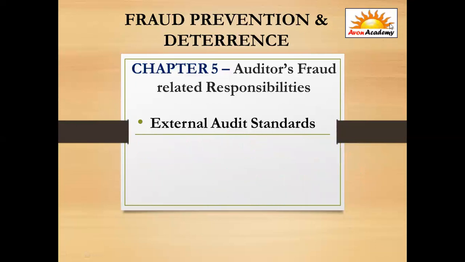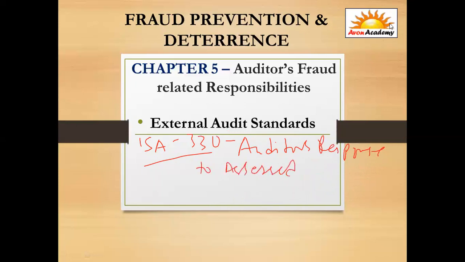Then we have ISA 330. Under this, we are talking about the auditor's responses to the assessed risks. The responses are to be applied in relation to the risks of material misstatement identified due to fraud. The auditor shall determine overall responses to address the assessed risks of material misstatement due to fraud at the financial statement level.